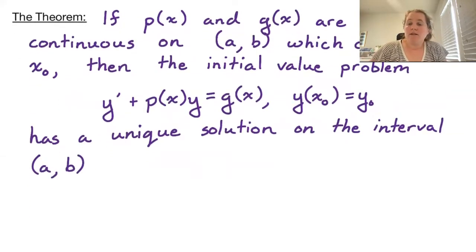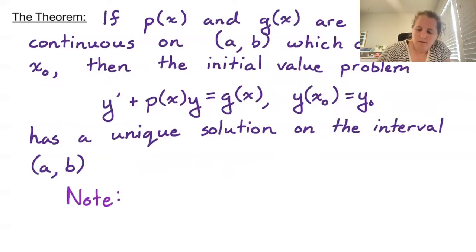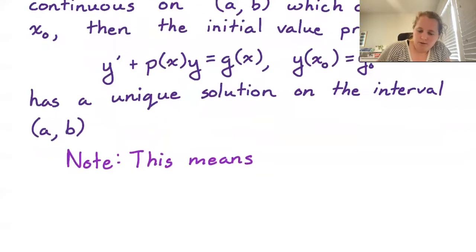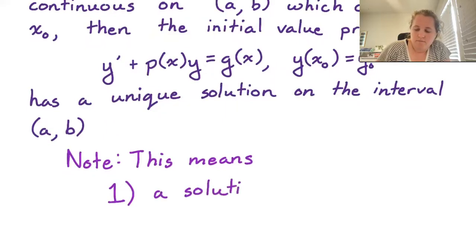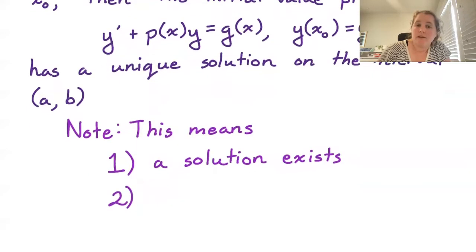Just a couple of things to note. Has a unique solution implies two things. So note, this means two things. First, that a solution can be found, or a solution exists. Second, the solution is unique.